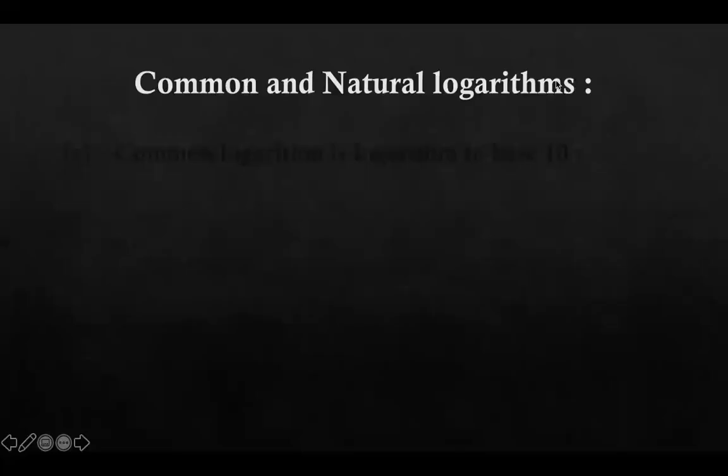Okay, today we're going to learn about common and natural logarithms. So what is a common log? A common log is a log to the base 10. Natural logs will be logs to the base e. So let's see it.